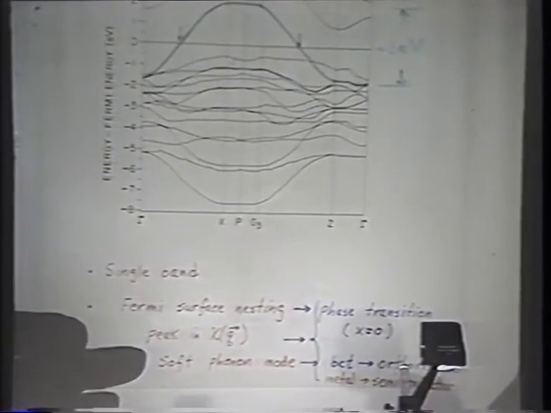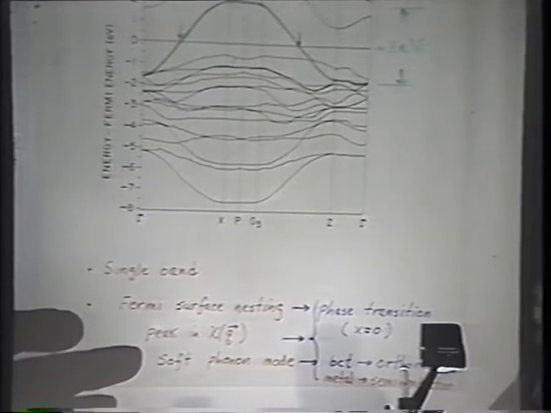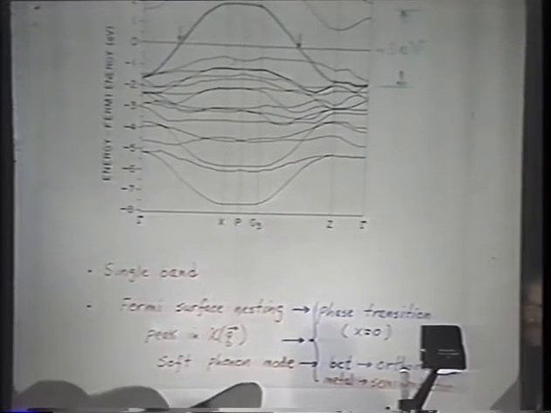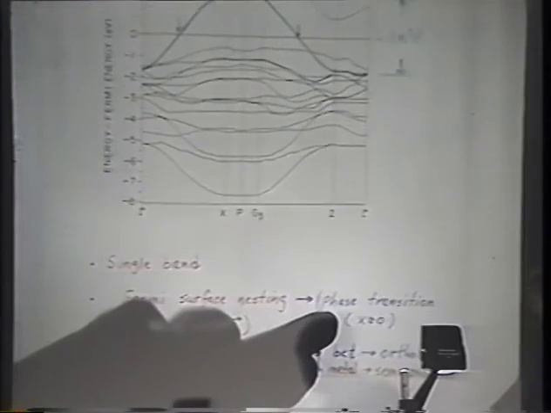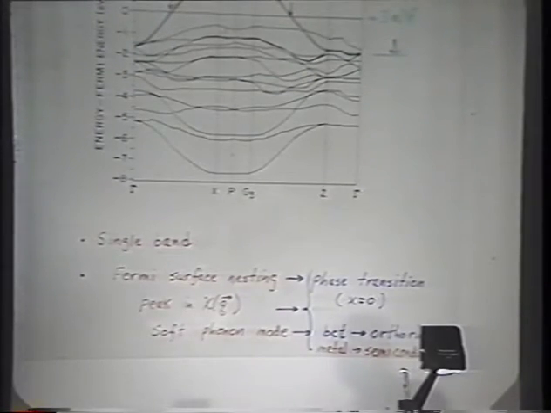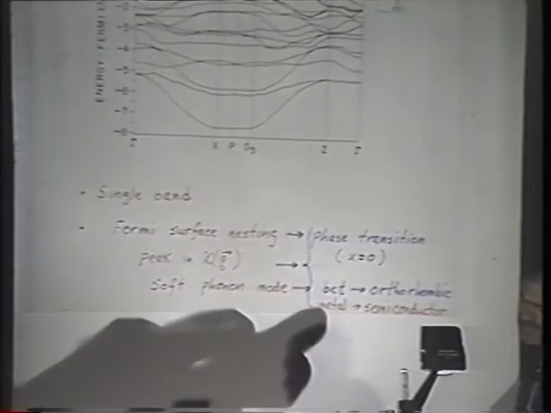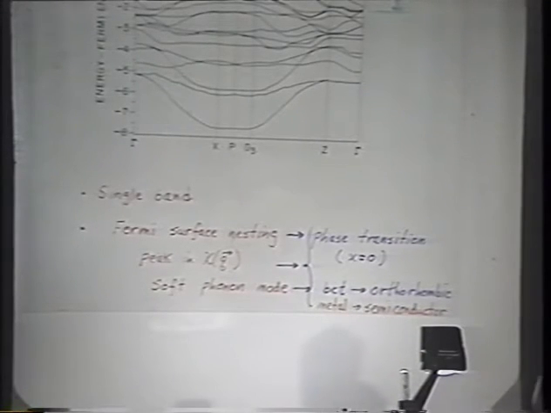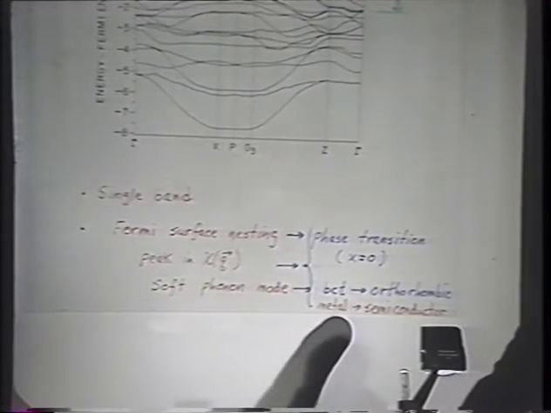It gives rise to a peak in the generalized susceptibility, which I can show you. It leads to a soft phonon mode for the x equals 0. That's the composition without the divalent atoms. There's a body-centered tetragonal to orthorhombic phase transition, and that shows that it goes from being a metal to a semiconductor.